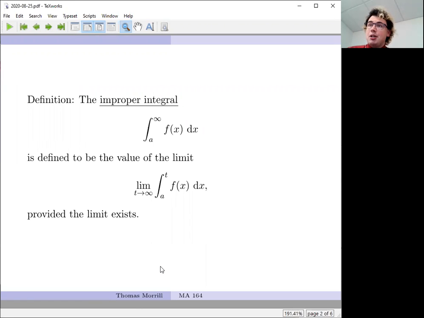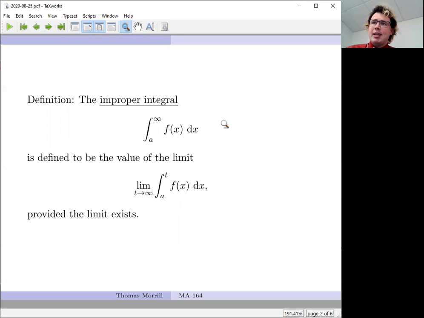Now, the notation looks like an ordinary integral. So I have the integral of f of x dx. My lower bound is going to be some real number a, but my upper bound is infinity. So this is one way to notate an improper integral. Again, it's called improper because we cannot just use the fundamental theorem of calculus on this.